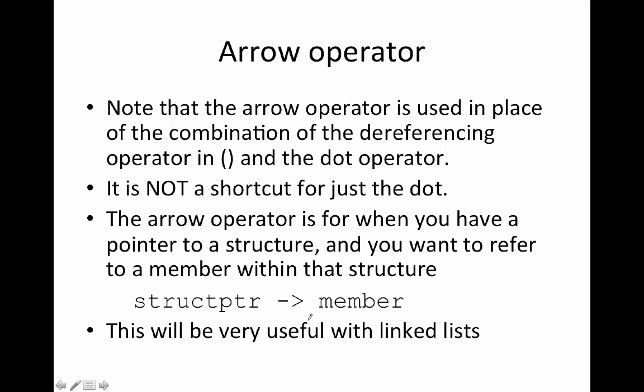So note that the arrow operator is used in place of the combination of the dereferencing operator inside of parentheses and the dot operator. It is not a shortcut for just the dot operator. So again, the arrow operator is when you have a pointer to a structure and you want to refer to a member within that structure. This is going to be extremely useful later on when we get to linked lists.